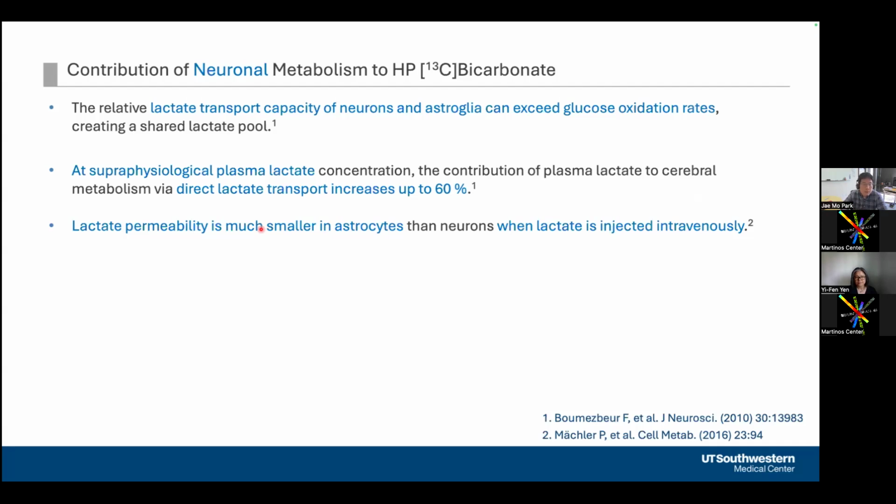And this was discovered by infusing carbon-13 labeled lactate without hyperpolarization. From the same study, at supraphysiological plasma lactate, like the hyperpolarized lactate or hyperpolarized pyruvate case, the contribution of plasma lactate to brain metabolism through direct lactate transport increases up to about 60%. And more importantly, lactate permeability is much smaller in astrocytes than in neurons when lactate is injected intravenously. So if you are injecting hyperpolarized pyruvate or lactate, the permeability to astrocytes is much lower than to neurons, so it is more likely to be transported into the neurons.